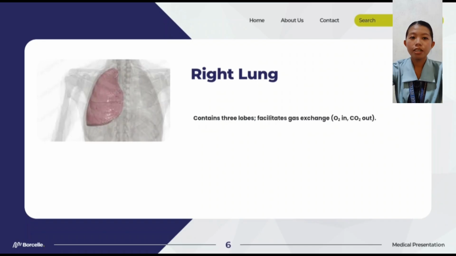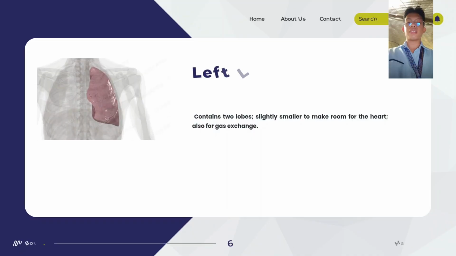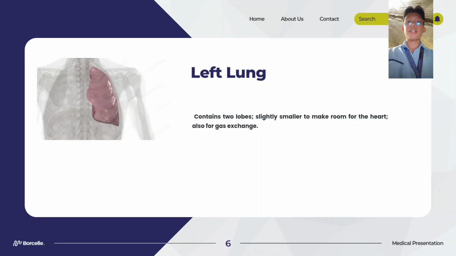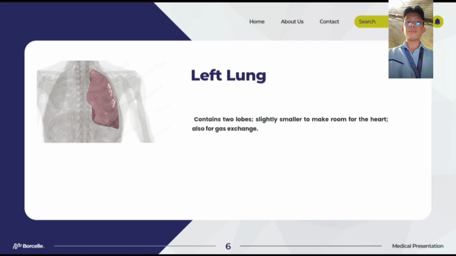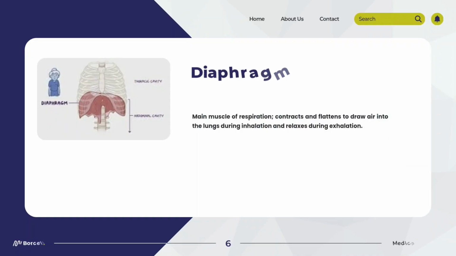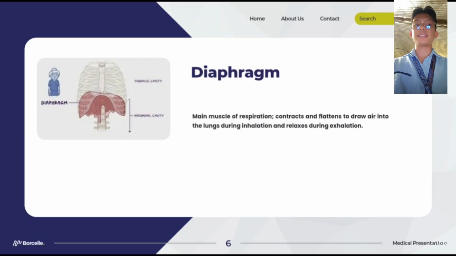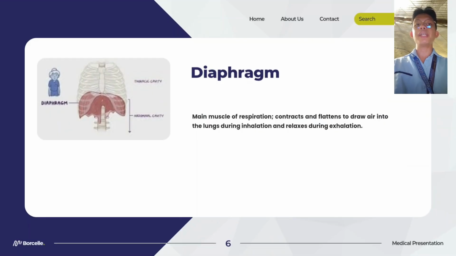The right lung contains three lobes and facilitates gas exchange, oxygen in, carbon dioxide out. The left lung contains two lobes, slightly smaller to make room for the heart, also for gas exchange. Diaphragm. The diaphragm, the main muscle of respiration, contracts and flattens to draw air into the lungs during inhalation and relaxes during exhalation.